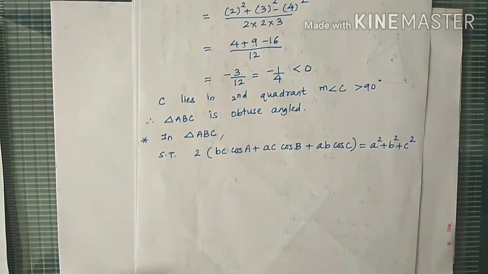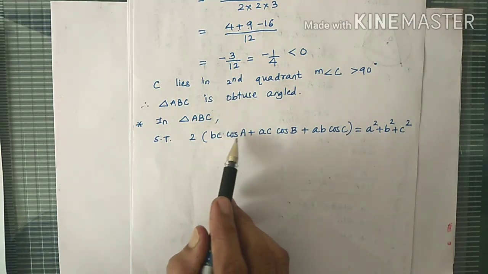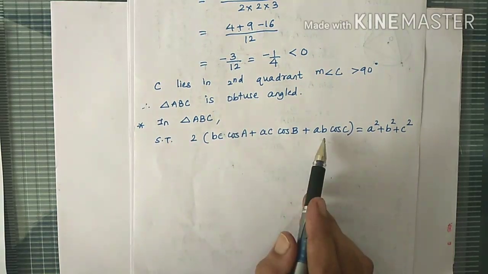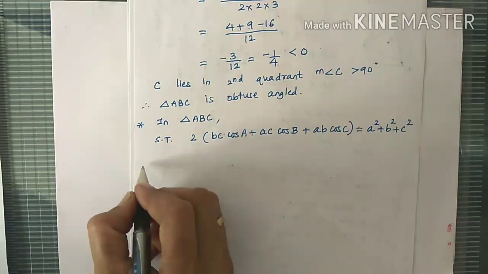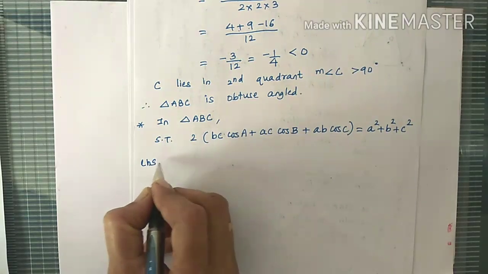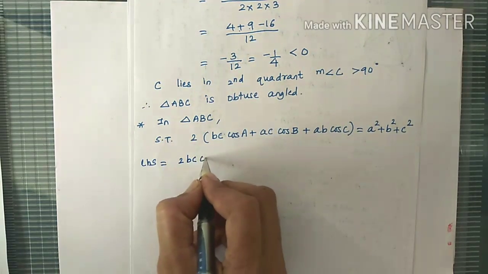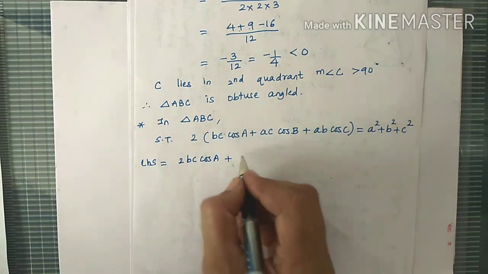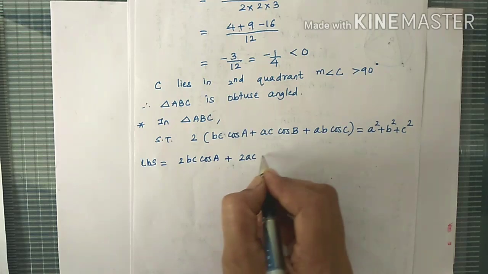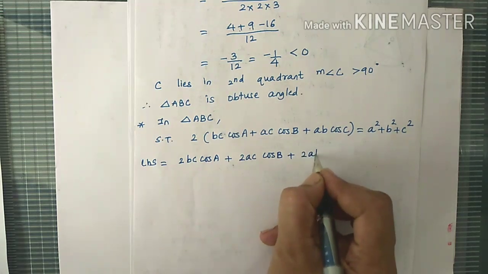Let's solve one more simple question. In triangle ABC, show that 2 into bc cos A plus ac cos B plus ab cos C equal to a square plus b square plus c square. So it's very simple question. It carries 2 marks. So let's start with left hand side. So it is 2 bc cos A plus, we are multiplying each term by 2, 2 ac cos B plus 2 ab cos C.